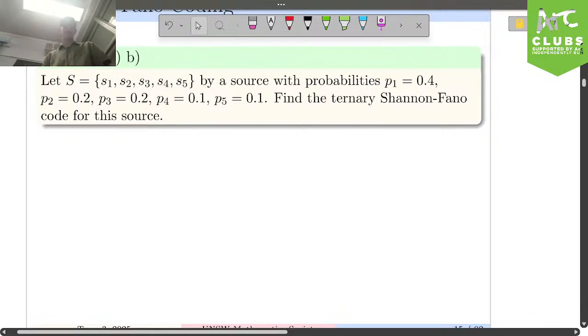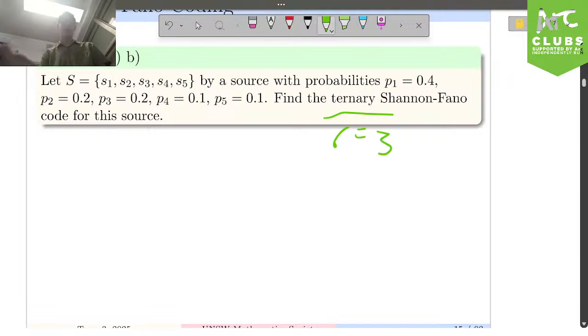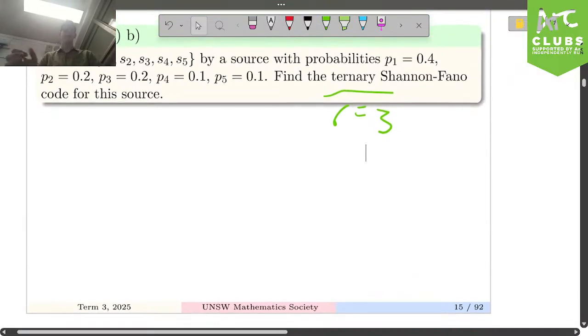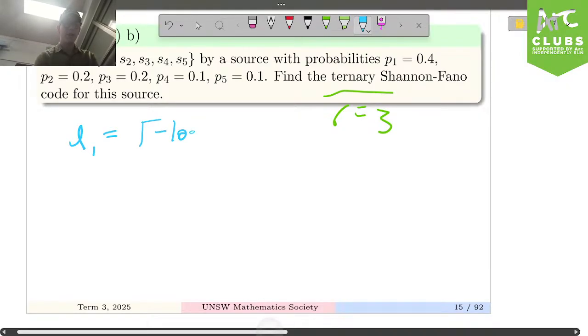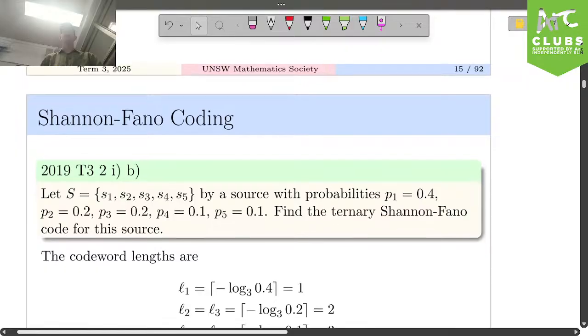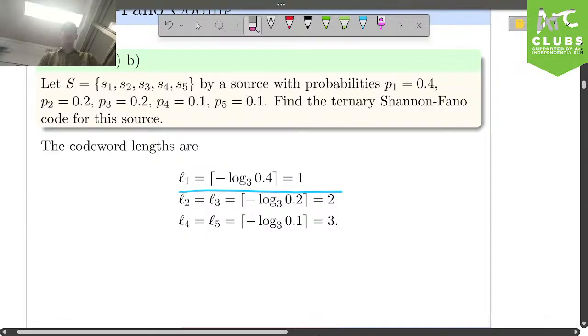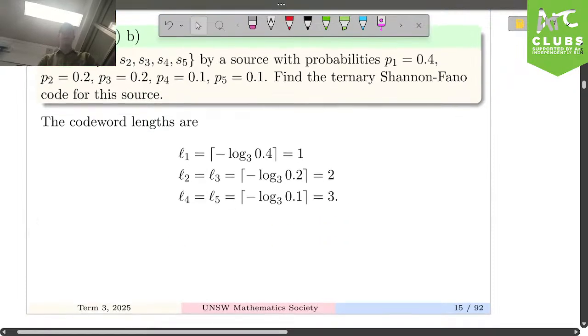Okay, so we'll look at an example of our Shannon-Fano coding method right now. So we're looking at ternary, so r is equal to 3. We have, again, the similar setup of our probabilities. What we can do, I'm sure you're all confident with these types of calculations, is calculate what we want the lengths to be. For instance, we want L1 to be the ceiling of negative log base 3 of the probability. L1 would be equal to 1 in terms of rounding up. L2 and L3 would be the same because they have the same probability. And likewise, L4 and L5 would be 3.